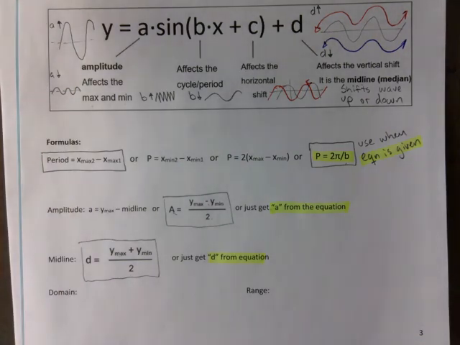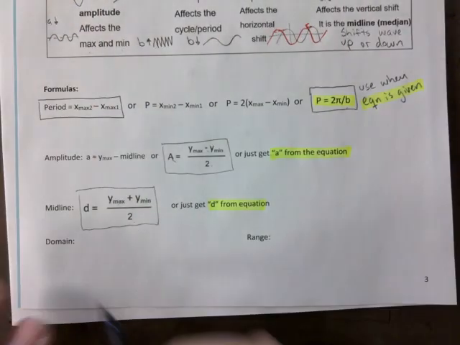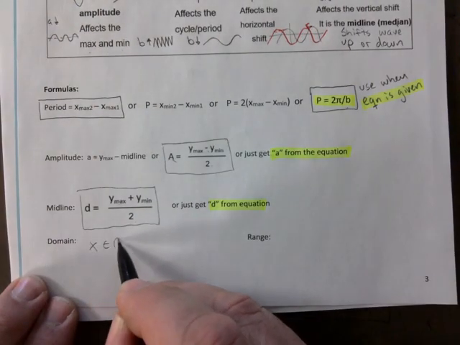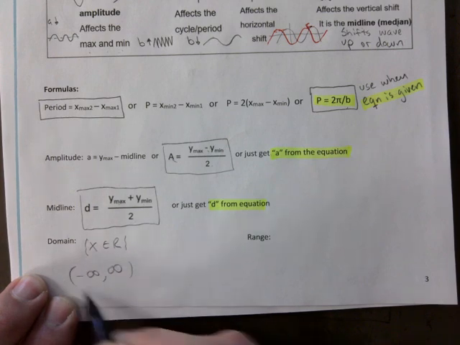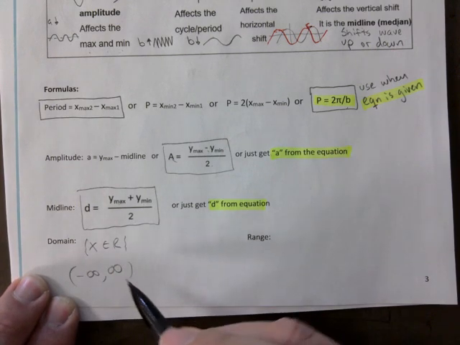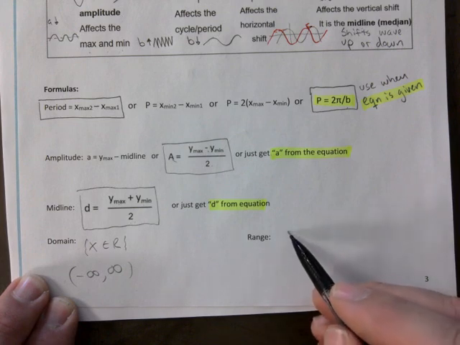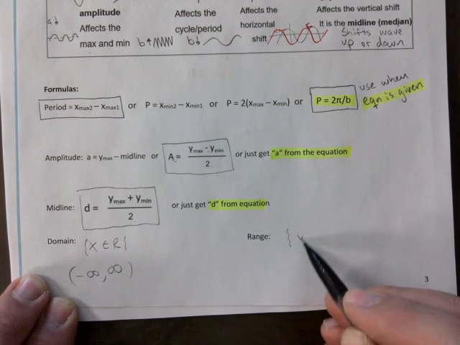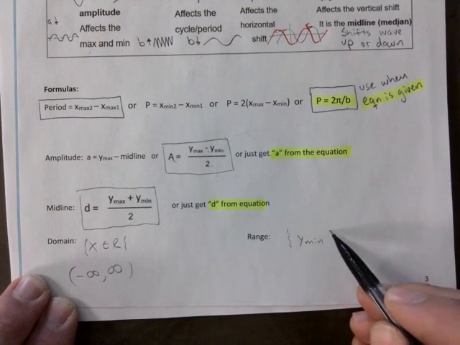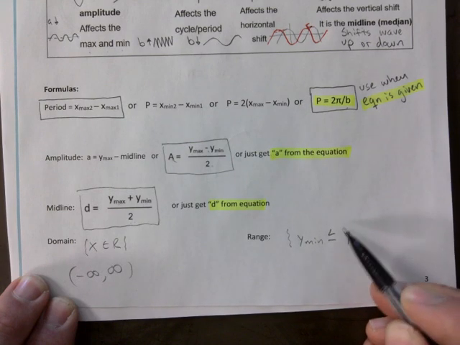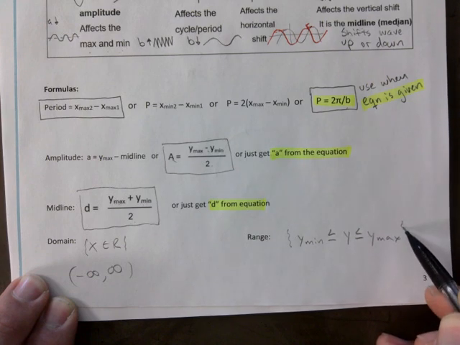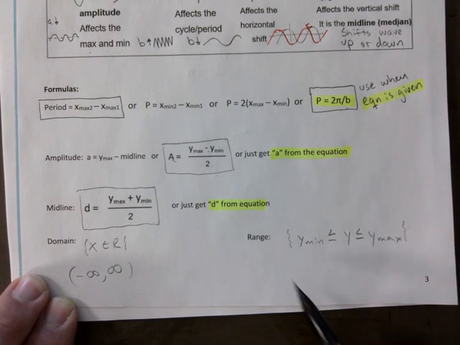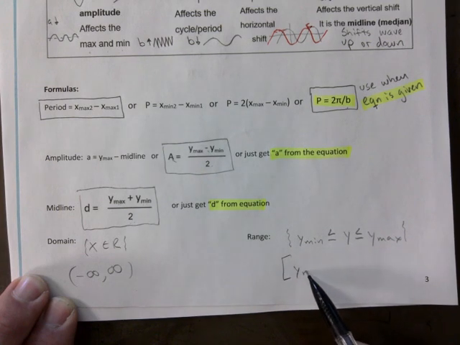And then your domain and range. What do you think the domain is going to be? All real numbers. Or negative infinity to positive infinity. So set notation, interval notation. The range will be y min, greater than or equal to, so that's the y variable we're interested in, all the way up to y max. That set notation or interval would just be y min, y max.